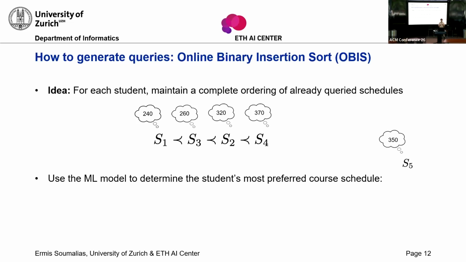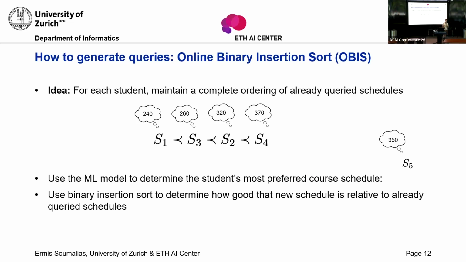And then we just ask comparison queries trying to insert that schedule into that list. So we'll ask the student, which schedule do you prefer among S5 and S2? In this case, the student will say, I prefer S5, and then we'll compare against S4. The student will say, I prefer S4, and the list will look like this.